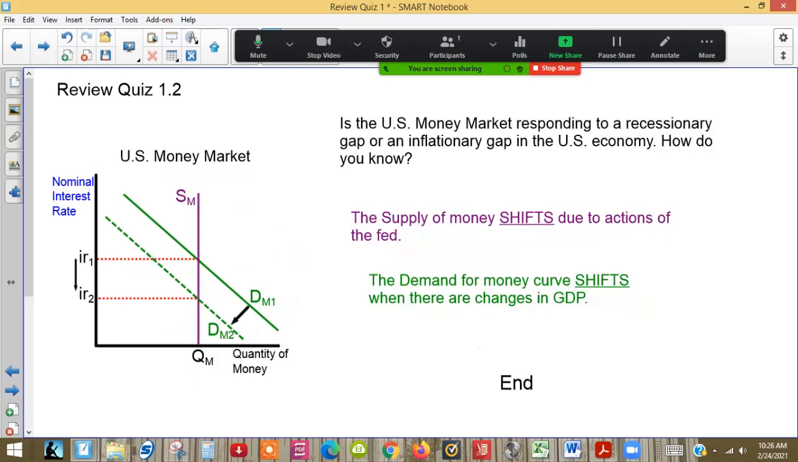Okay, the only way the supply of money is going to shift, and it's perfectly inelastic, so it doesn't respond to changes in the nominal interest rate at all, is through actions by the Federal Reserve, either increasing the money supply or lowering the money supply. Right. That's it.